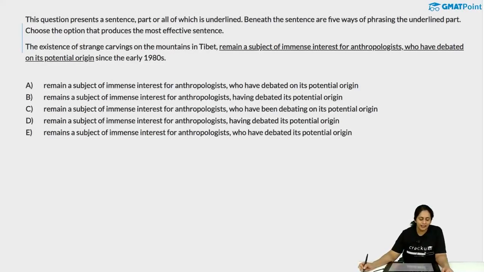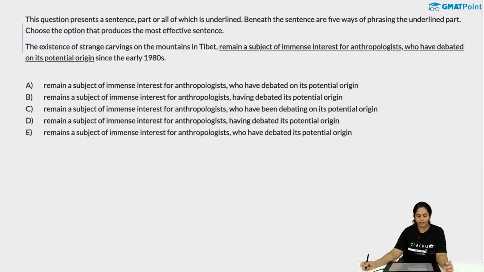I'm Sayali Kale. In this particular sentence correction question, we have to find the right way of phrasing the underlined portion of the sentence. So let's take a look at the sentence. The existence of strange carvings on the mountains in Tibet remain a subject of immense interest for anthropologists who have debated on its potential origin since the early 1980s.